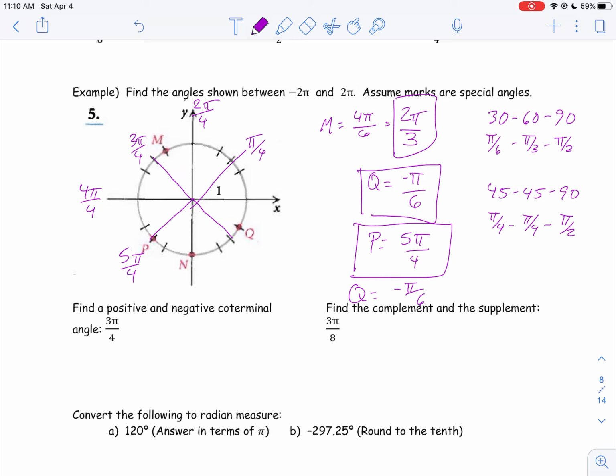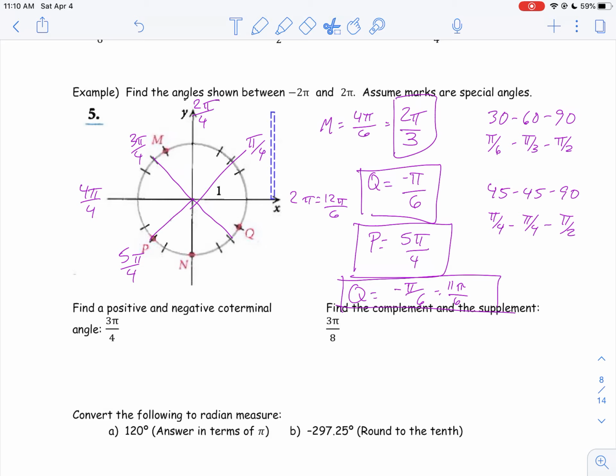Q, I said, was negative pi over 6. Maybe I'll just mention, if this is 2 pi, we know that's 12 pi over 6. So this would be the same as 11 pi over 6. That's for Q. And then N.